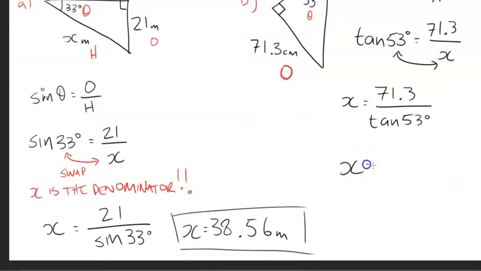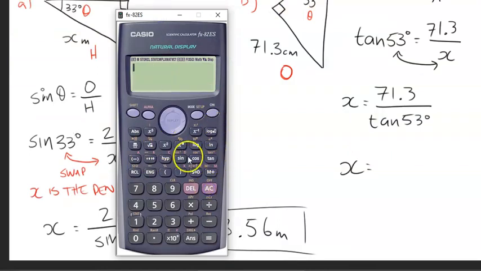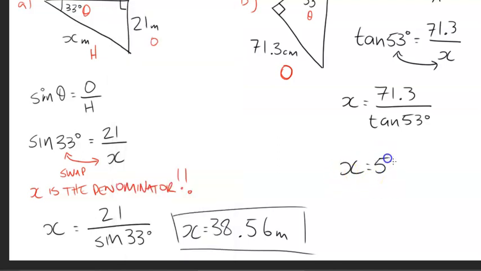So when using our calculator, x is equal to, clear that, tan, fraction first, 71.3 over tan 53 degrees. 53.73 when rounded up, because that's an 8, 53.73. 53.73 centimeters.